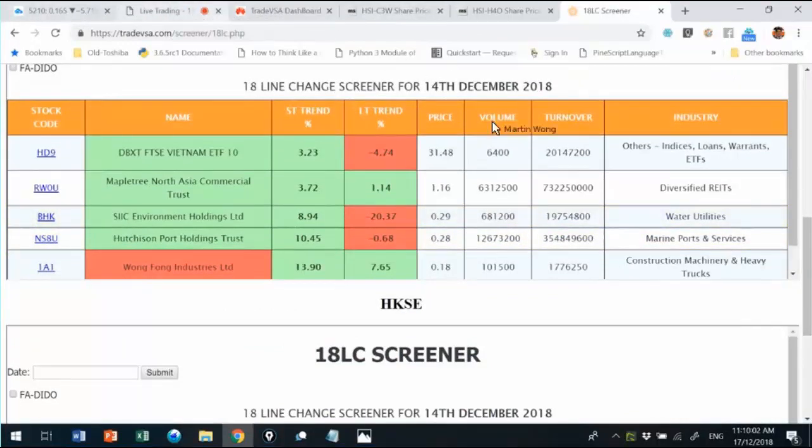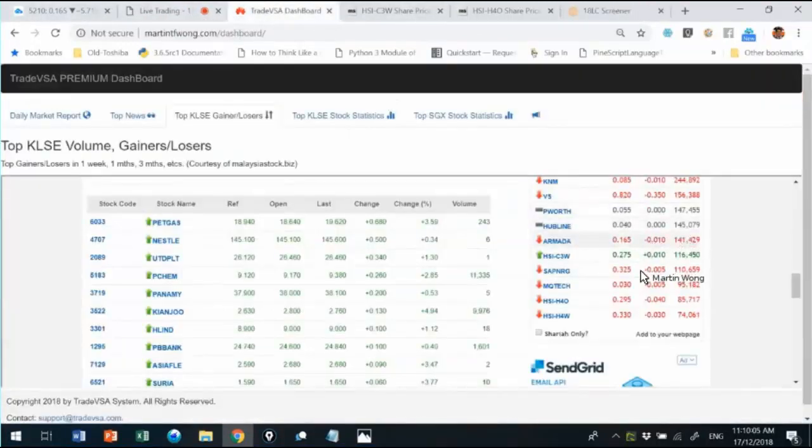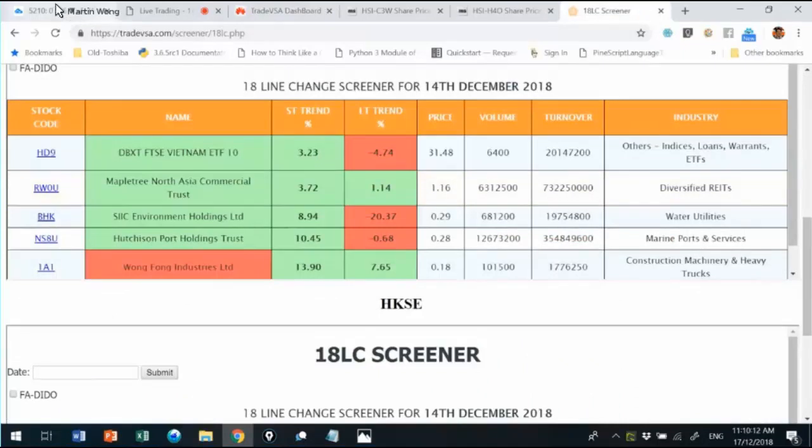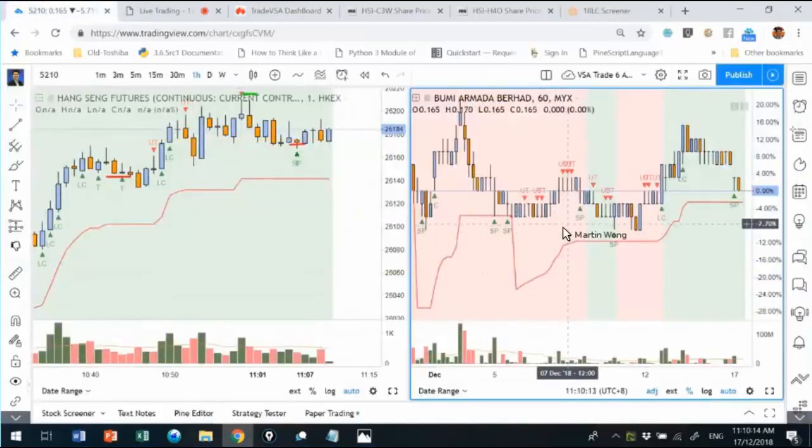KTT. I'm just looking for those who have volume. Let me see the dashboard here. Today is Sapura. Anything else? KNN. Or maybe look at VS. Okay, let's look at VS.